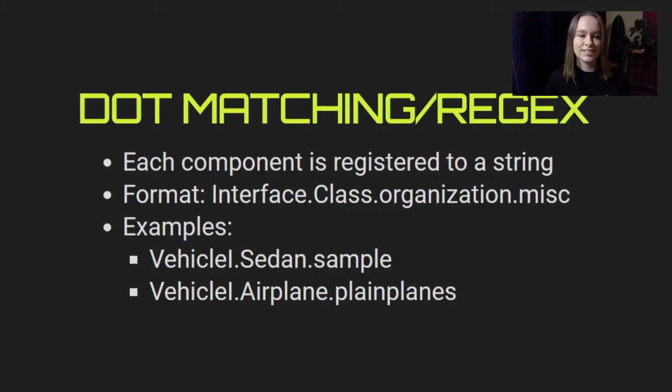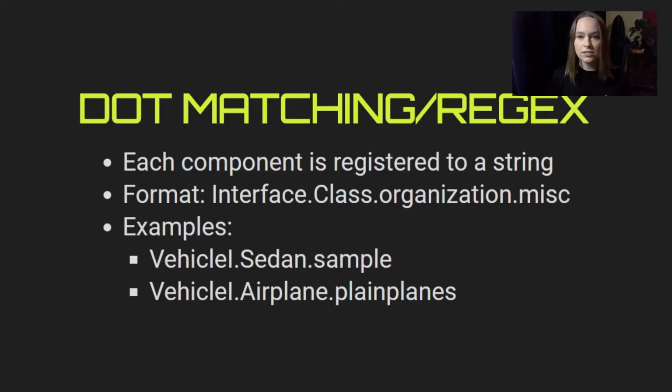The way the catalog works is that each component is registered to a string. The format of the string is interface, class, organization, miscellaneous, where the interface is the interface that the component implements, class is the name of the component, organization is the group that made the component, like Hive or a different group within our company or a university that's contributing to the project or whoever. And then miscellaneous is an optional token that allows you to add more things that you can match against in the catalog, just to widen the amount of specificity or generality that you can have when you ask for components.